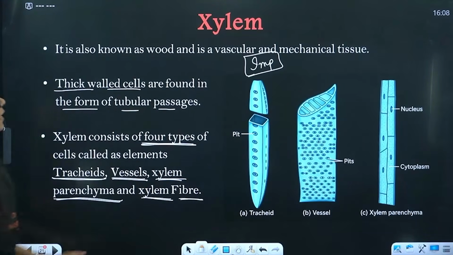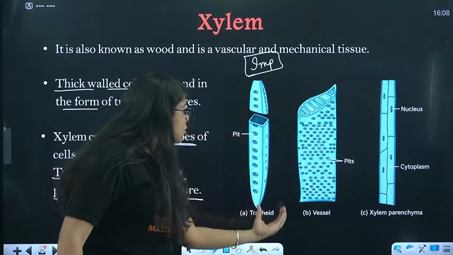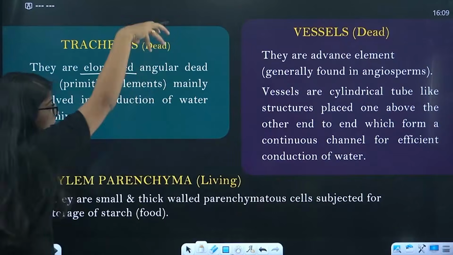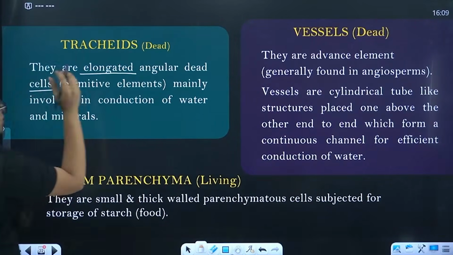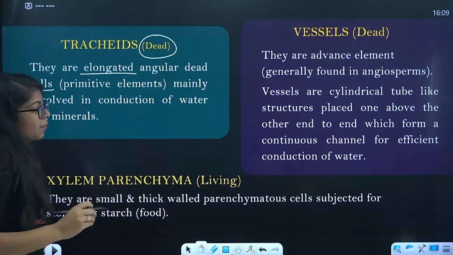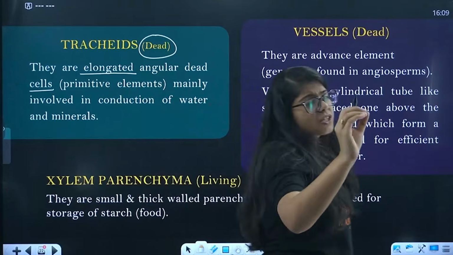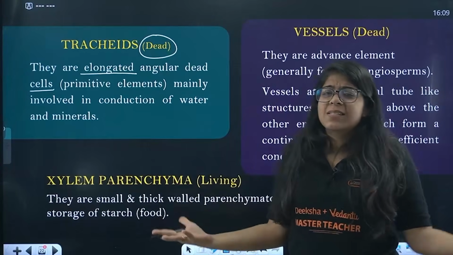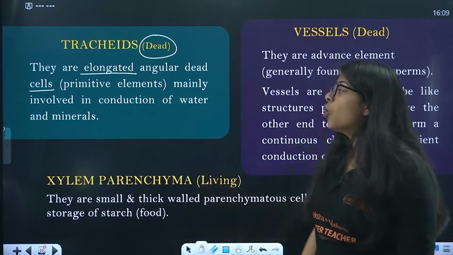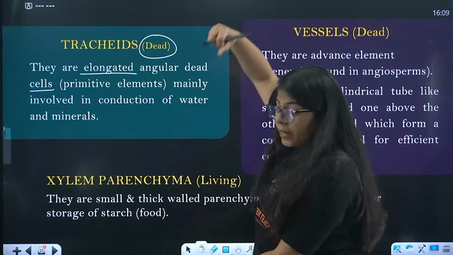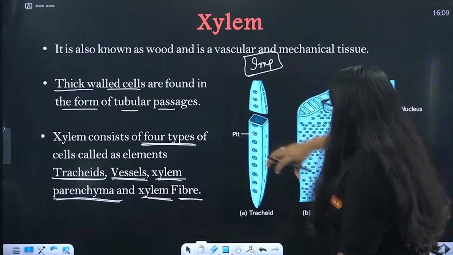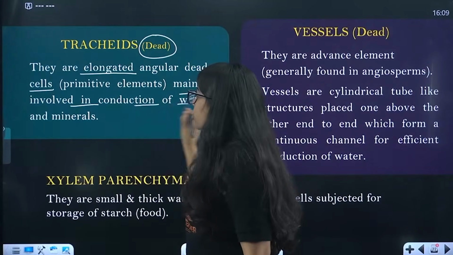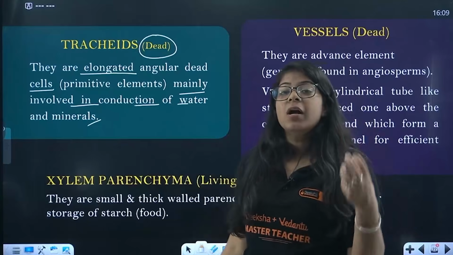What are their functions? Look at this tracheid. It is basically in the form of a tube. Tracheids are elongated, angular dead cells. This is very important. In xylem, they are just transferring water, so they don't have to be living. Water can sustain in a dead thing. So these are dead, they are elongated, and they are mainly involved in the conduction of water and minerals. That is your tracheids.